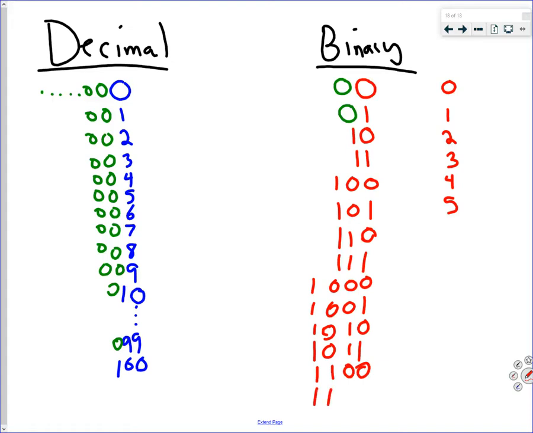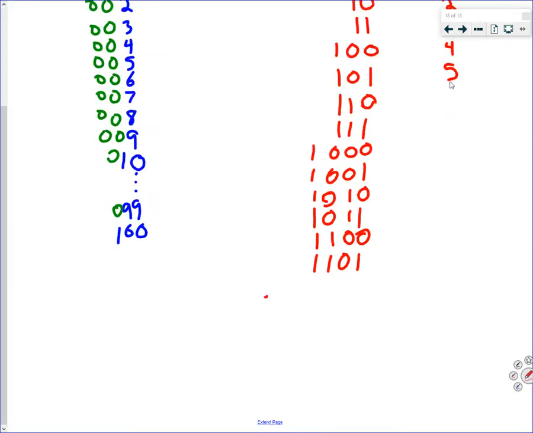1,100. Then 1,101. Running out of space. Extend page. What's next? 1,110. And then, what's next? We now got to go to the next digit.